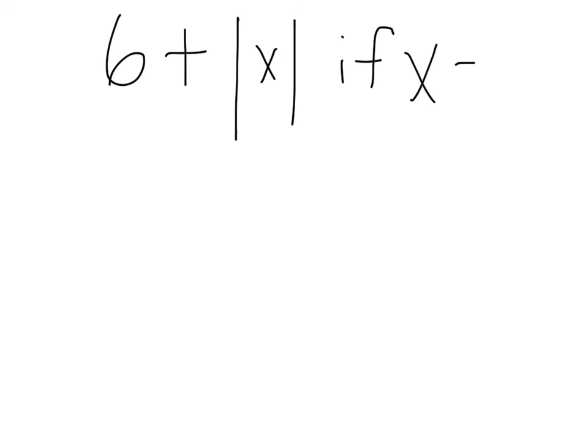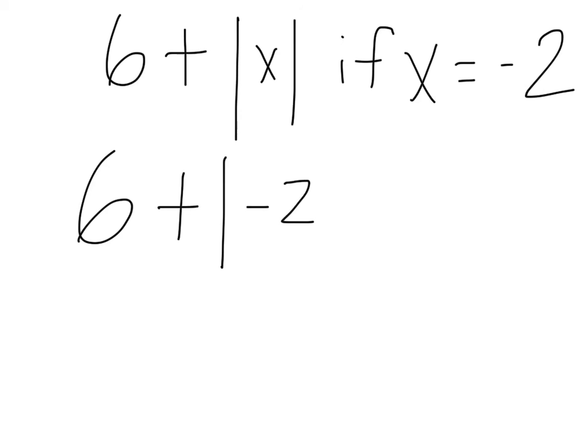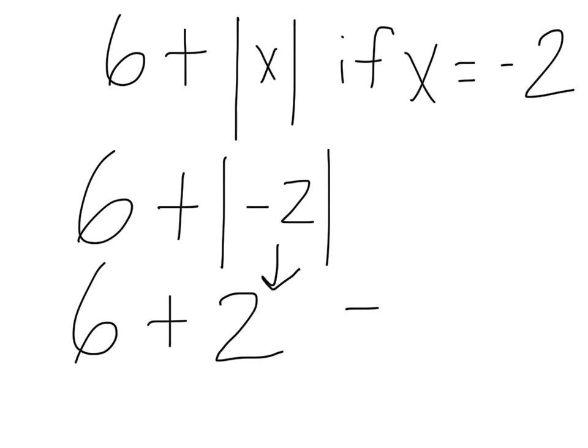My last and final example says evaluate 6 plus the absolute value of x if x equals negative 2. So now we're building upon what we learned in the first chapter where you have to substitute and solve. So I will exchange my x for negative 2 and have 6 plus the absolute value of negative 2. 6 stays the same, plus the absolute value of negative 2 would be a positive 2, so my answer is now 8.